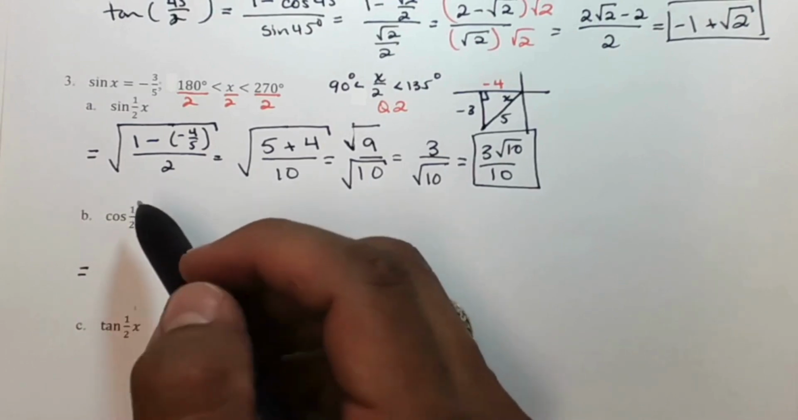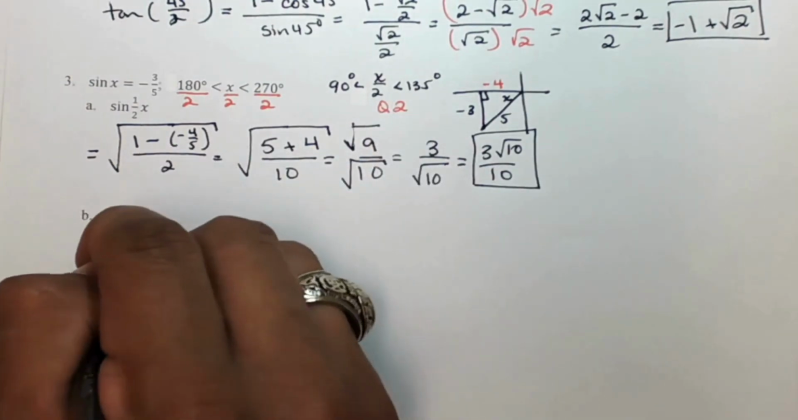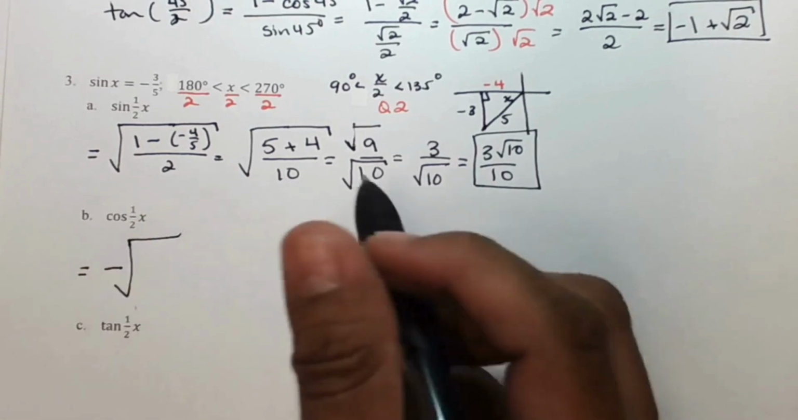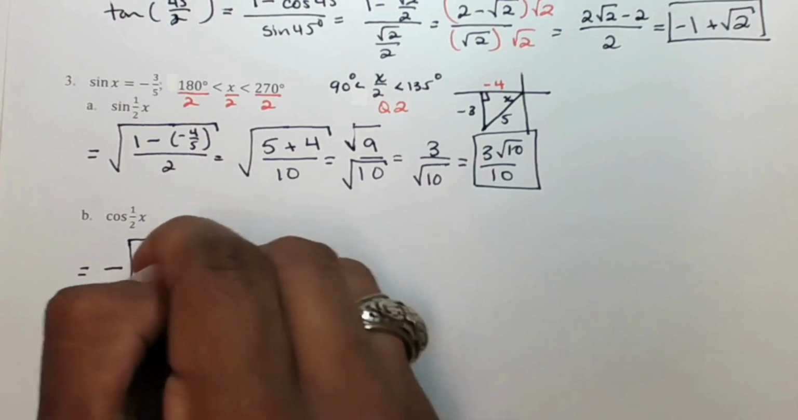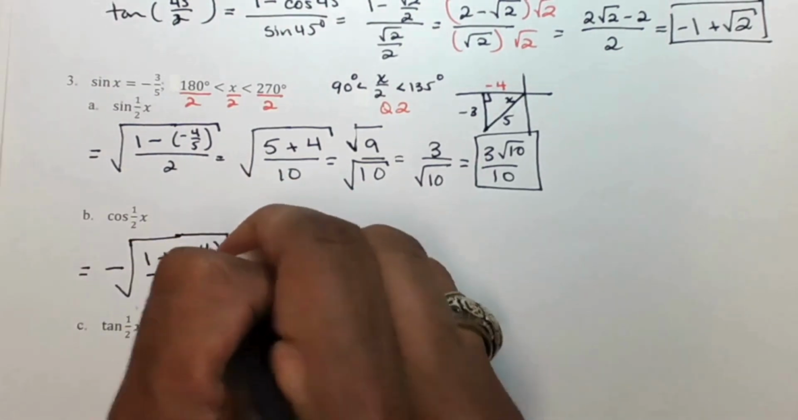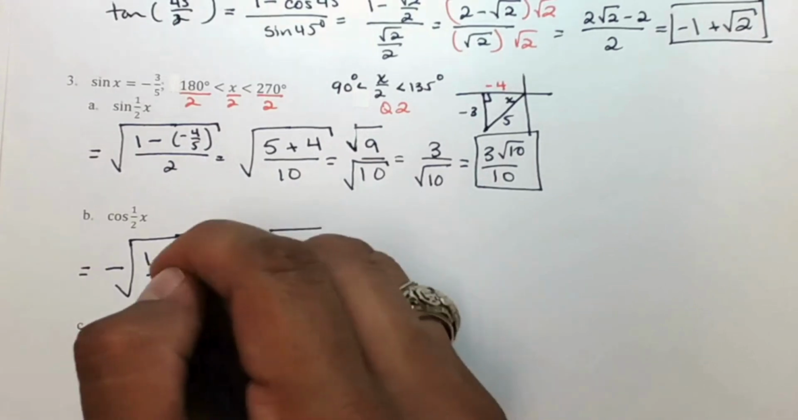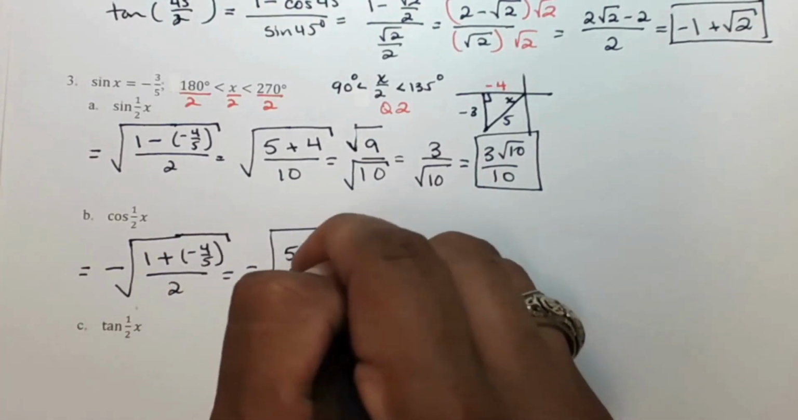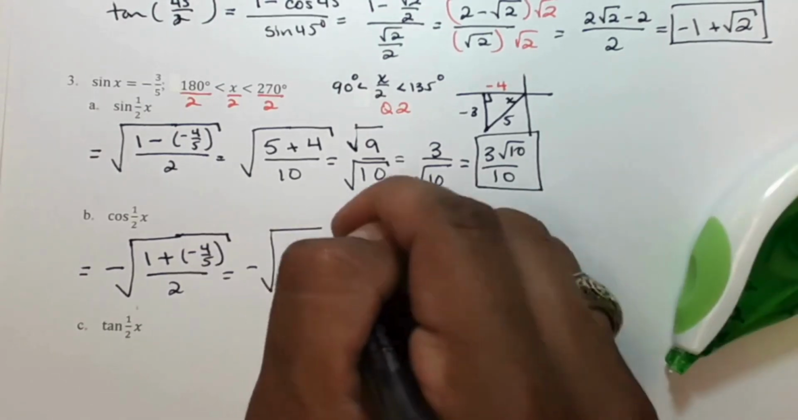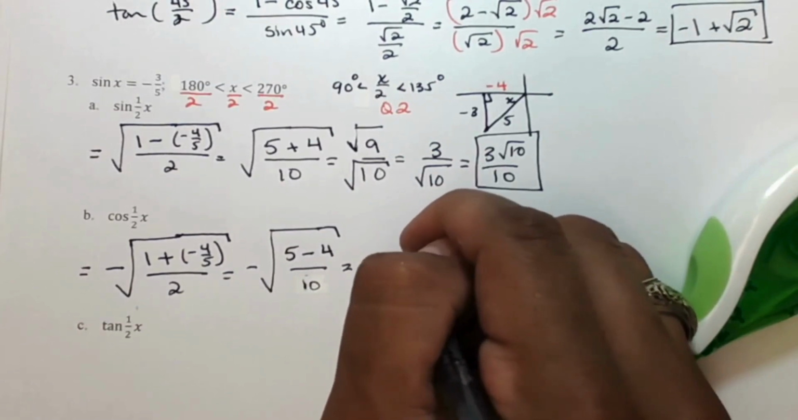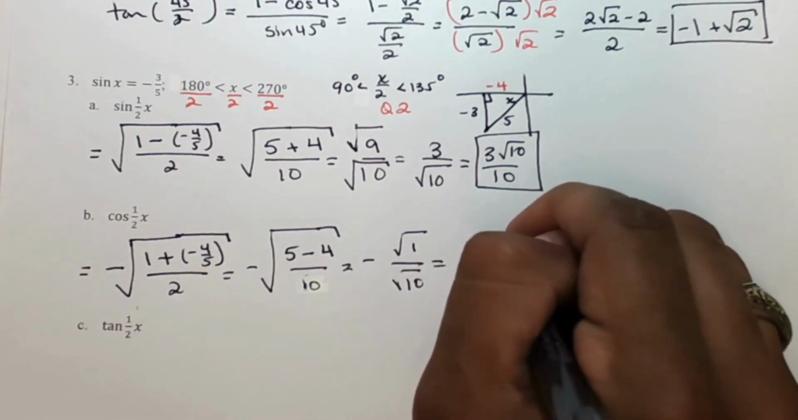Cosine of 1/2 x, well, again, x is in quadrant 3, but half of x is in quadrant 2, so that means cosine is going to be negative. And then we're doing 1 plus cosine x, which again is -4/5 all over 2. So we have negative square root. Same thing like before, I'm going to multiply everything by 5, and instead of plus and negative, I'm going to do -4 all over 2, all over 10. Sorry. So we end up getting negative root 1 over root 10, which ends up being negative root 10 over 10.